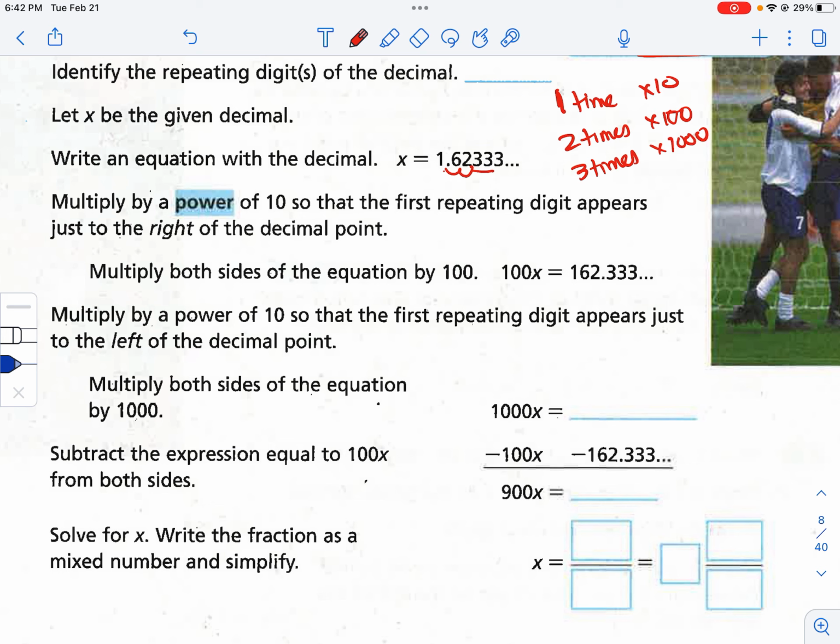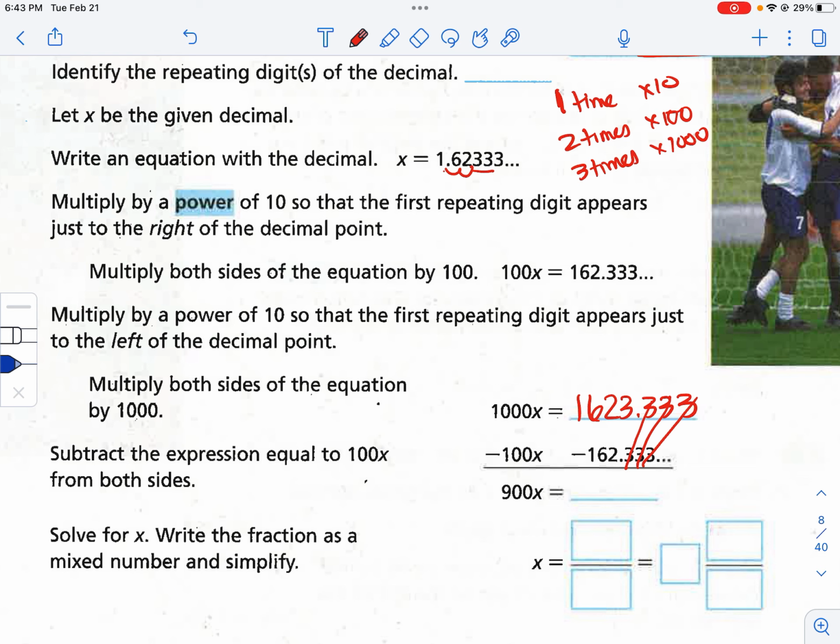So, when I multiply it by 1,000, I get 1623.3 repeating. Okay? I subtract 1,000x and 100x, and I get 900x. I don't know why I underlined that. Why did I want to do this? Well, that 3 cancels, that 3 cancels, that 3 cancels. I have no more decimals. So now I just need to subtract.